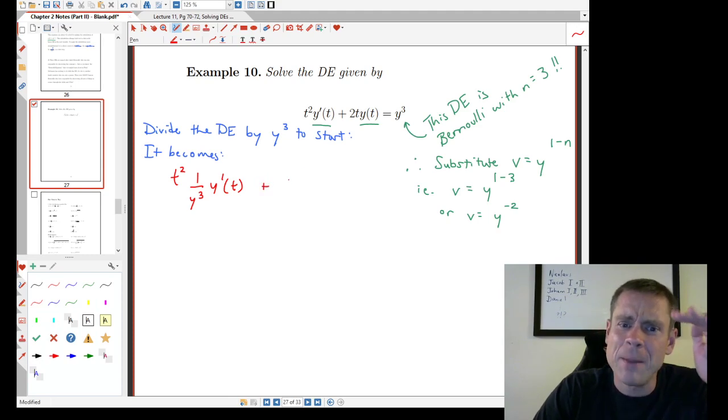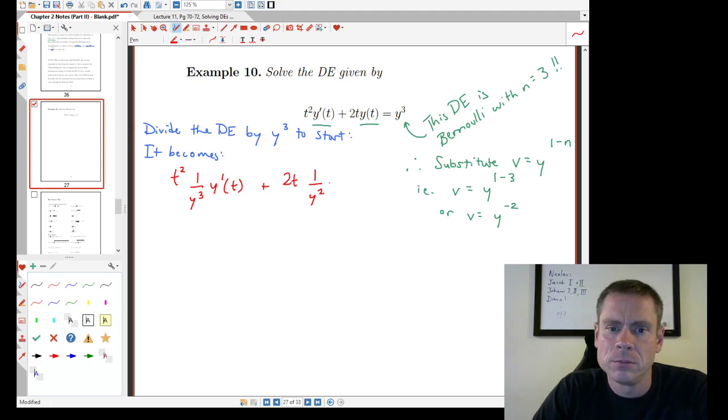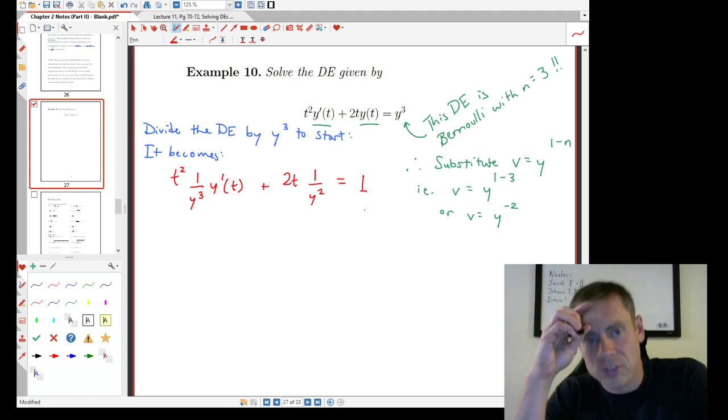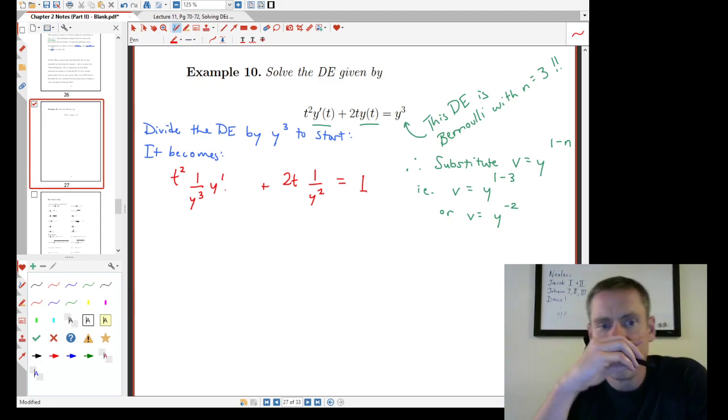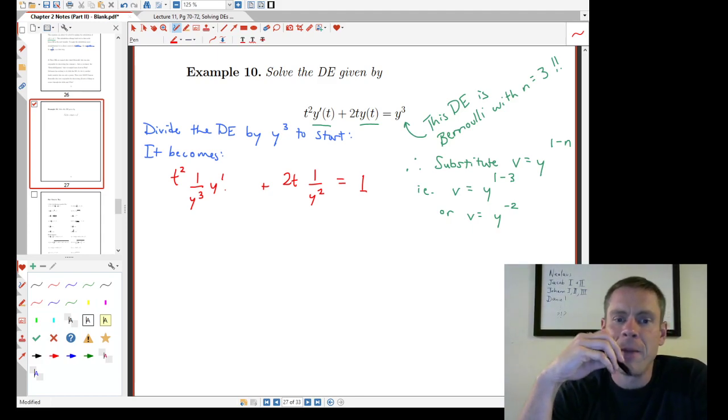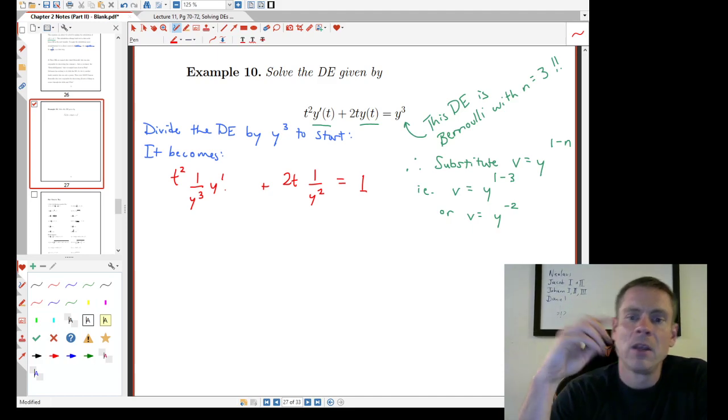plus, okay, I've divided by y cubed, so I'm going to get 2t, and then I have a y divided by y cubed, that's 1 over y squared. Yeah, that's all I get, right? And then on the right, I'm going to get equals 1. So I have this as a result. I don't really like the of t there, because this is the derivative of y. So remember that y is the dependent variable, and just write y prime here, just to be consistent. So we have t squared 1 over y cubed y prime, plus 2t 1 over y squared, equals 1.